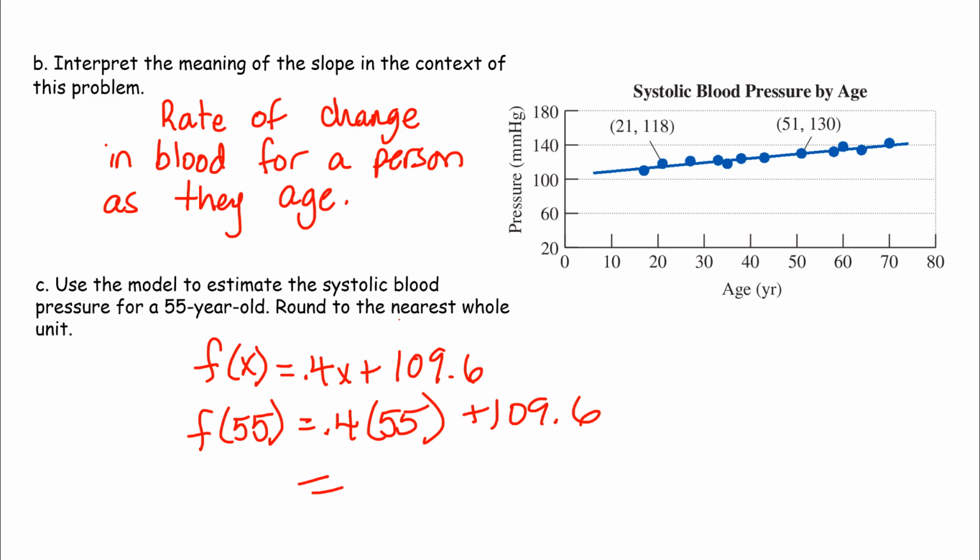And that's 131.6. And that's millimeters of mercury, I think. And so that would be, let's see if that looks right. It does look right on this particular graph. So it just means that as you age, your blood pressure goes up a bit. It's not super fast, but it starts to increase as you age.